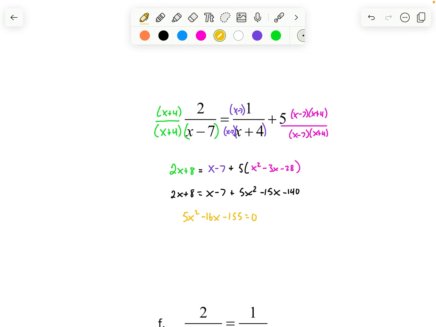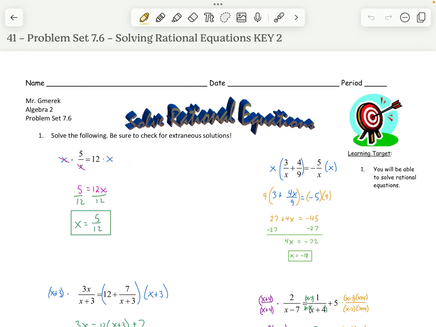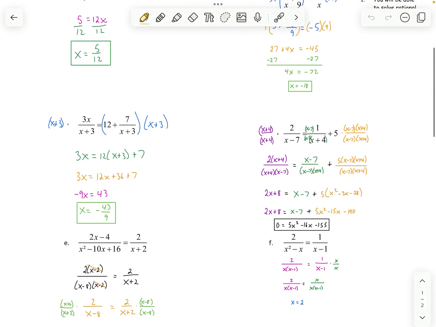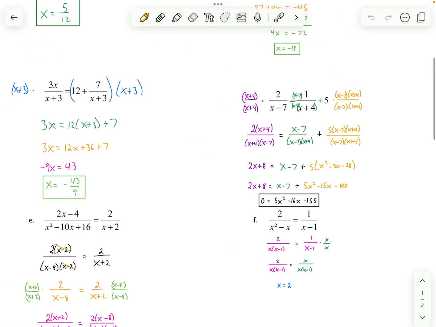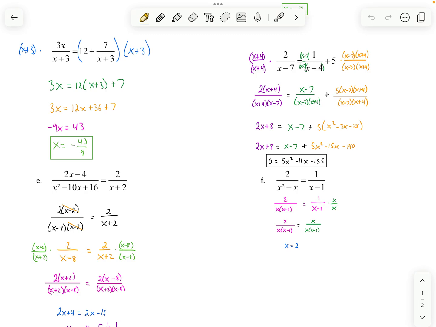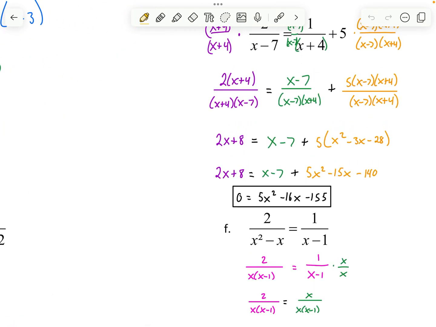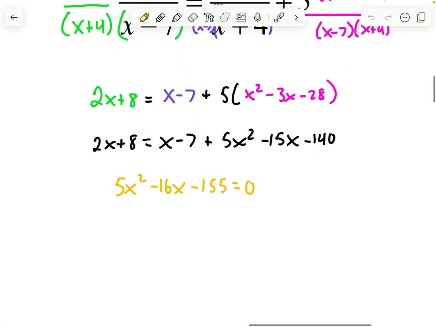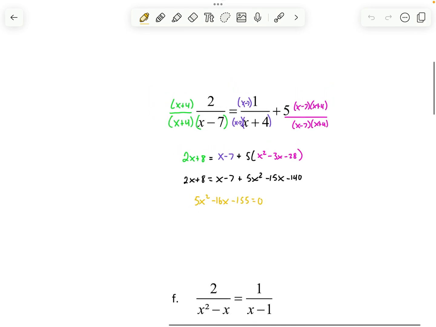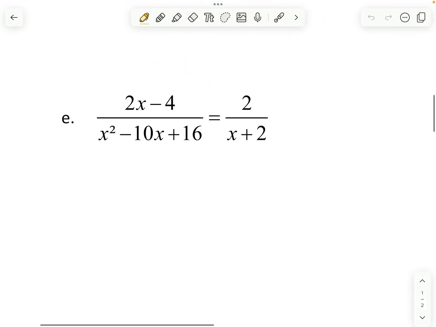And then real quick, we're just going to go to the key that I've already made. Oh, apparently I didn't solve that one. I don't know what happened there. Sorry about that. But you try to factor this. If it's not factorable, then use quadratic formula. Okay, so I'll leave that part for you to do.